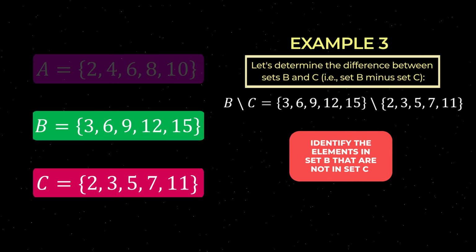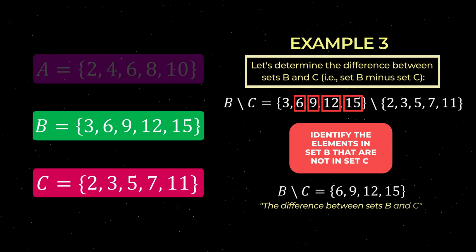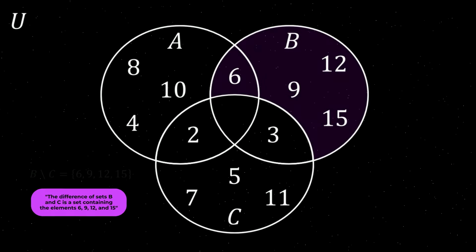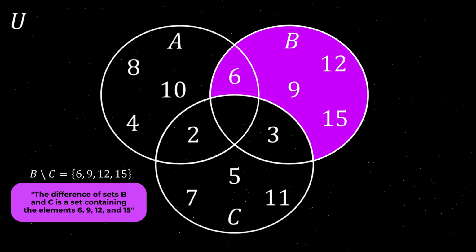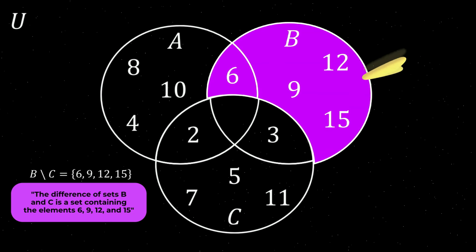As you can see, there are 4 elements present in set B that are not present in set C, and the elements are 6, 9, 12, and 15. Therefore, we conclude the difference between sets B and C is a set containing the elements 6, 9, 12, and 15. Let's illustrate this set difference on our Venn diagram. As shown here, the difference between sets B and C is the area occupied by set B that is not occupied by set C.